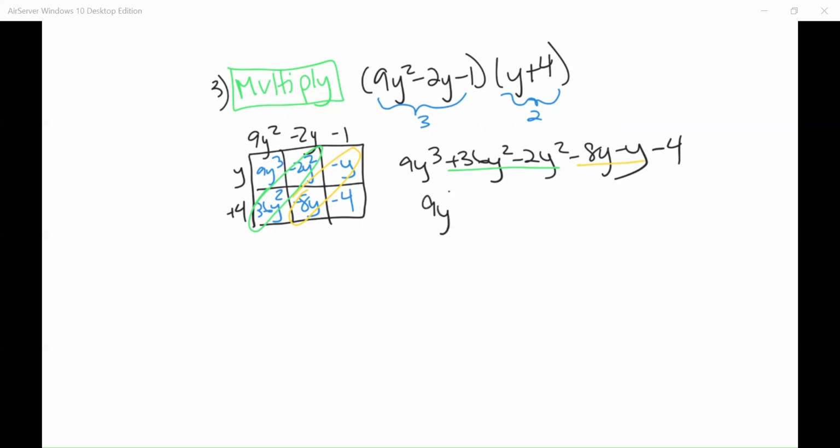So we have a 9y cubed. 36 minus 2 is plus 32y squared. Negative 8 minus 1 is a negative 9y. And then we have minus 4. So notice I don't have any other like terms, so I can box it. I am done. Okay, so don't be scared to draw a box. If you want to FOIL, you can. Just make sure that you do get all 6 terms. The box kind of makes it nice and organized.